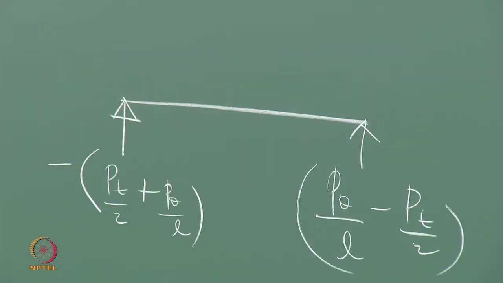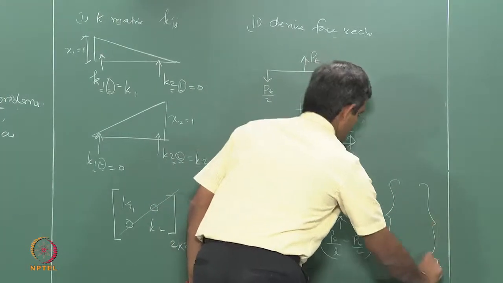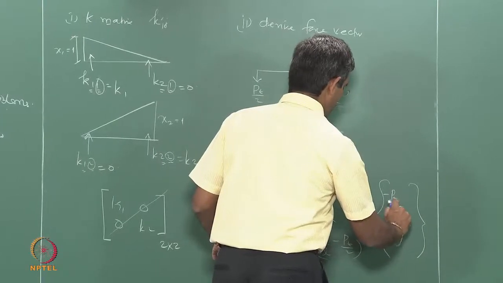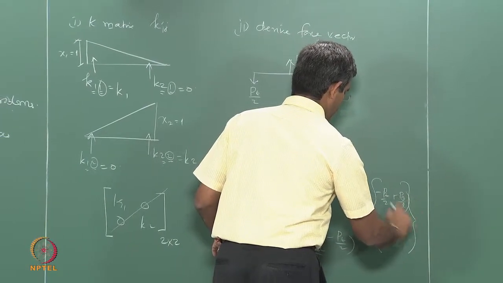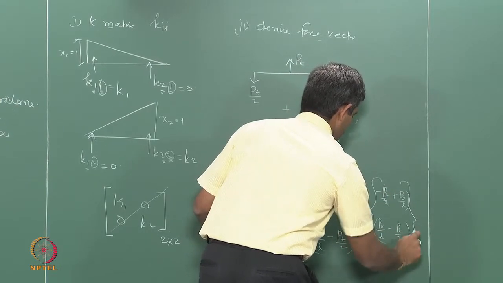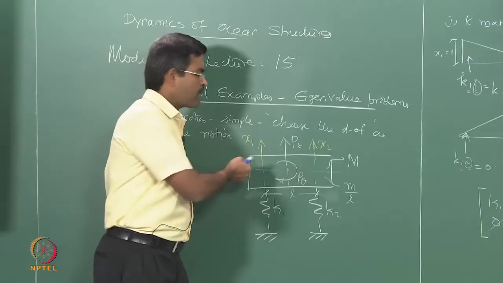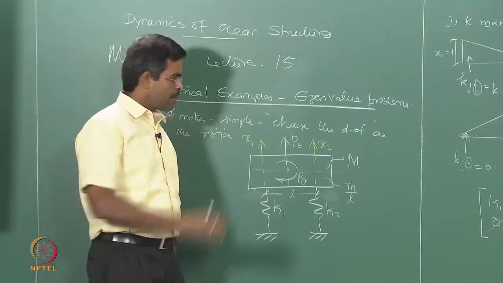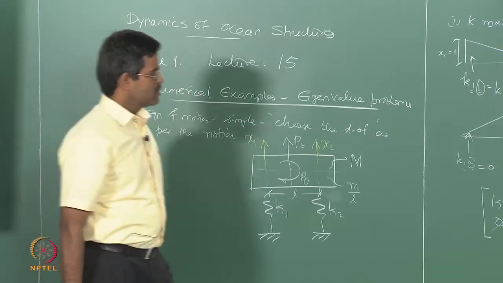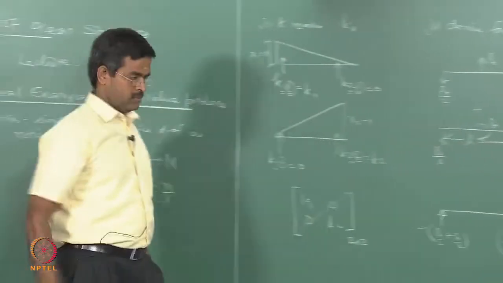Okay. So, my force vector is like this, the P vector, which is the force vector, is minus Pt by 2 plus P theta by L, P theta by L minus Pt by 2. I have the force vector now. Okay. So, there is no damping matrix here, because there is no damping applied to the system externally. So, the damping matrix need not be derived. So, this is 2 by 1, okay, it is a vector, 2 rows and 1 column.